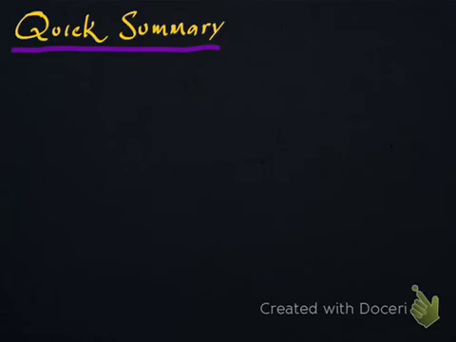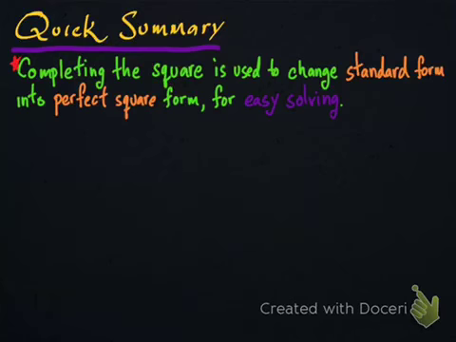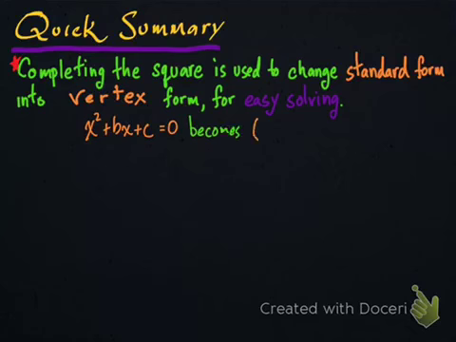So time for a quick summary here. Quick summary on the completing the square process, all right? First thing is just what it is. Completing the square is used to change standard form into perfect square form. Actually, let's call that vertex form, and that's for easy solving. Change the standard form into vertex form because it's easy to solve, like x squared plus bx plus c becomes x minus h squared equals k. That's your standard form into vertex form.